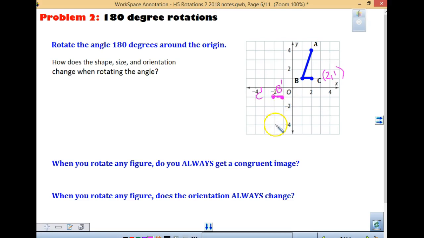Point A is above the C, right? It's right above the C up here. So here it has to be right below the C. And this is our A prime.